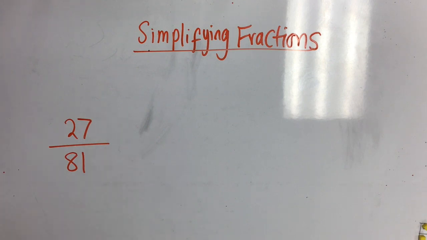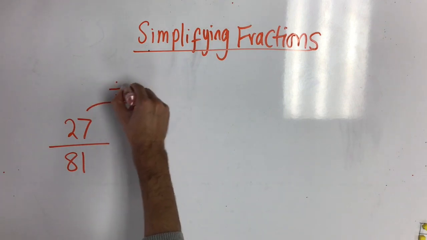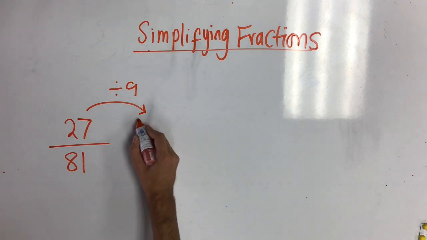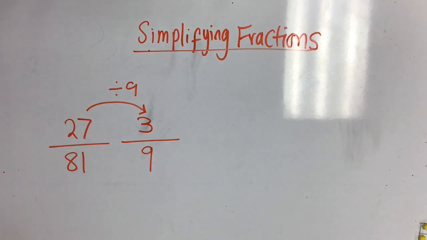I know that both 27 and 81 are in the 9 times table. So I'm going to divide them both by 9. I know I can divide them by 9 because by being in the 9 times table, it means that that will work with no remainders. When I divide 27 by 9, I get 3. And when I divide 81 by 9, I get 9.